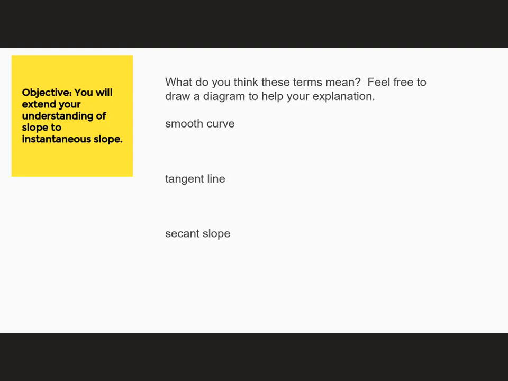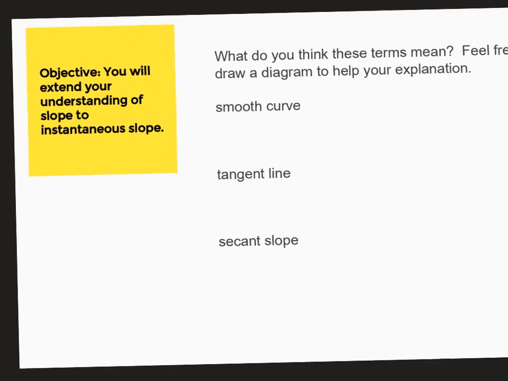Okay, let's see. So we're going to look at some new words here. What do you think these terms mean? Feel free to draw a diagram. So the plan, our objective, you're going to extend your understanding of slope to instantaneous slope. So let's go back to that for a moment.